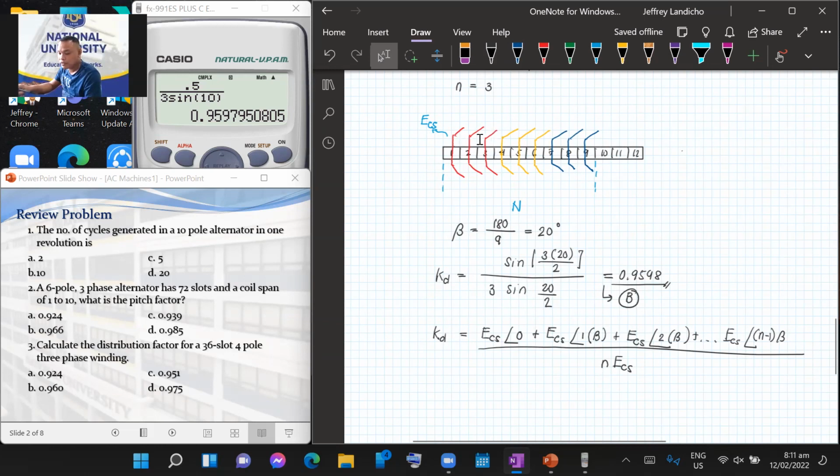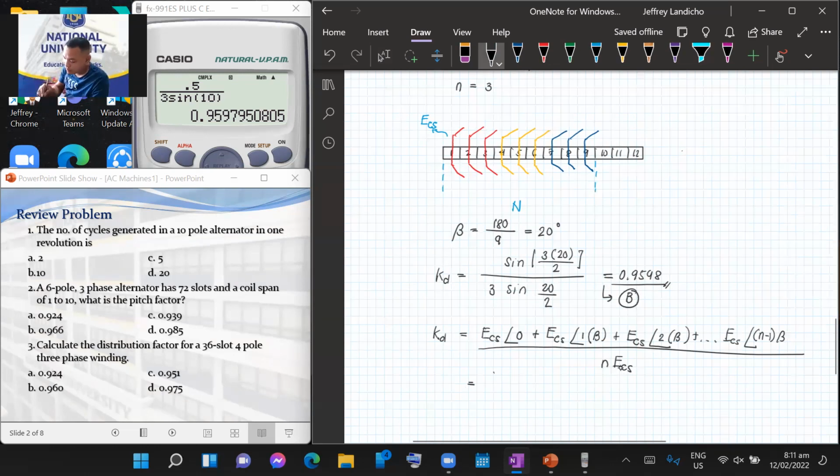So ilang slots yung pagitan niya simula doon sa ating reference? Since ito yung reference natin, dyan tayo mag-start measuring electrical degree. So kung siyang reference, that is always at what? Bar angle 0. Kaya sa case na ito, pwede kong i-factor out lahat itong EMF generated per coil side, magka-cancel out lang naman dito sa baba.